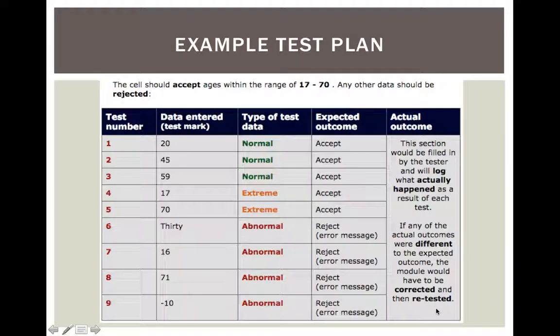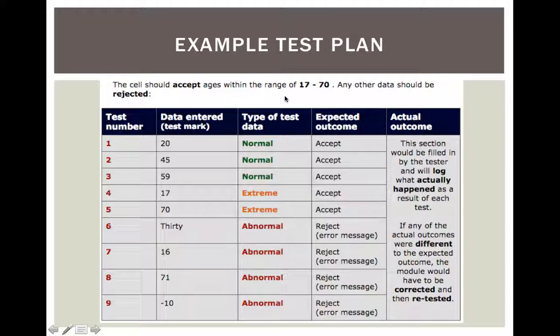So let's have a look at a testing plan. A testing plan would have the following columns: what test it was, the data to be tested, okay, so what data is going to be entered, the type of test, is this normal data, is it extreme data, is it abnormal data, and then the expected outcome. And once the test has been carried out, you would have an actual outcome that would then state what really happened when that test occurred. And if the actual outcome was not the same as the expected outcome, then they need to step back into the development stage and check to see where the problem is.